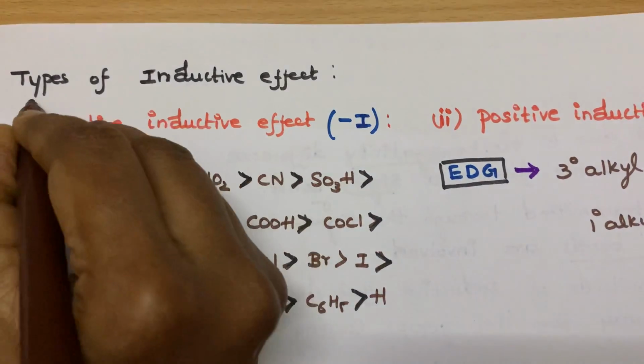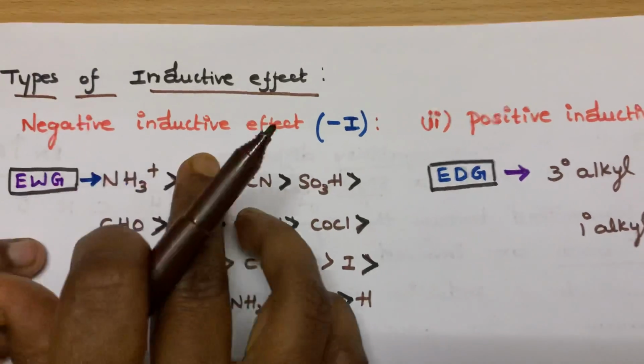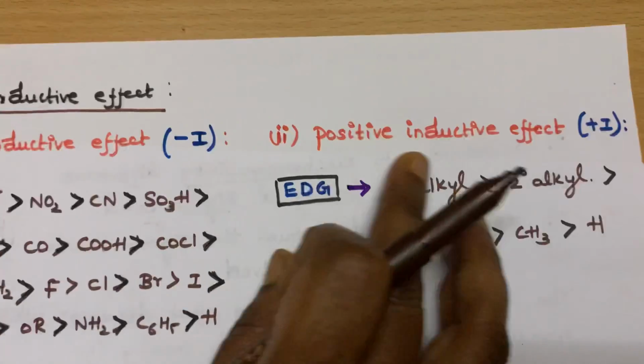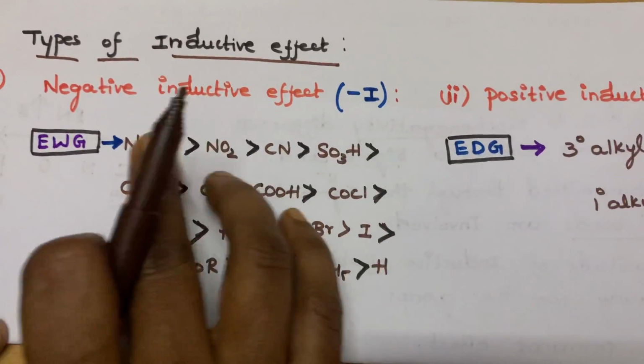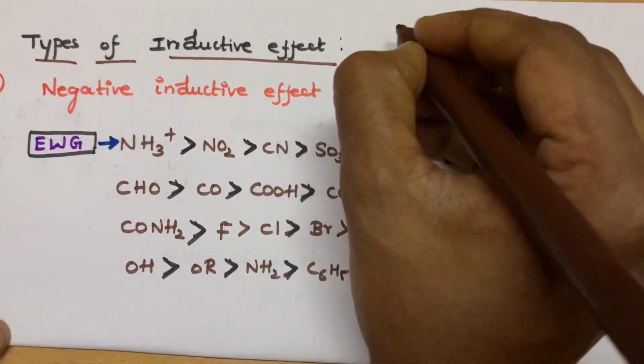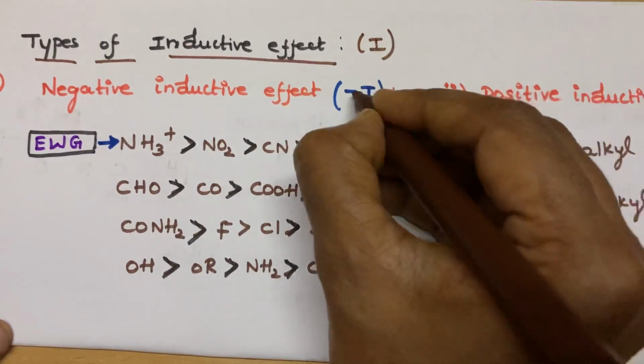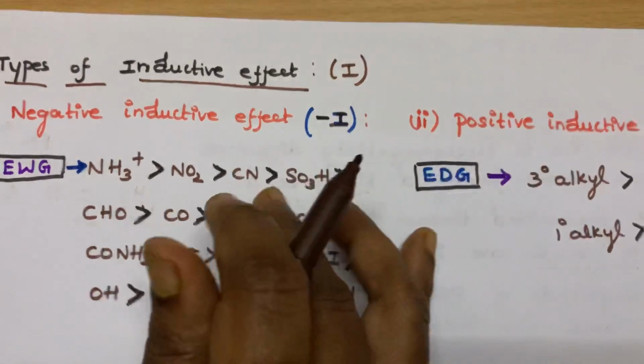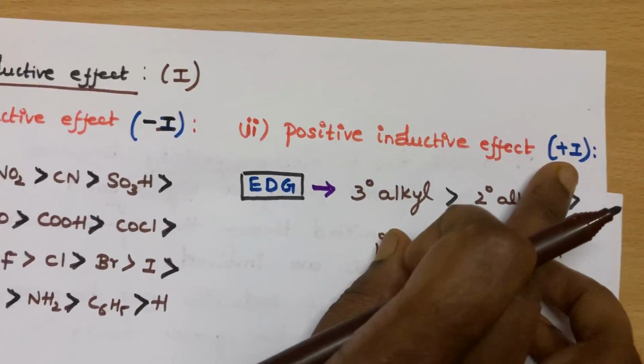Okay, so we all know this. One is a negative inductive effect and another is a positive inductive effect. We represent the inductive effect by the I effect. If it is negative, it is the minus I effect. If it is positive, we denote it by plus I.